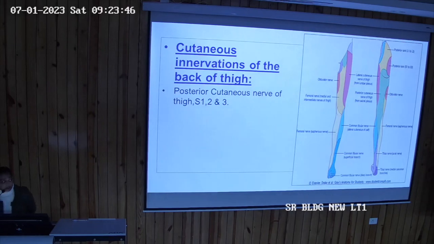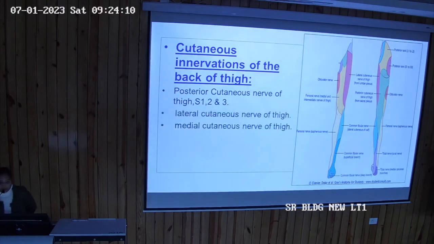Then a lateral part is supplied by the posterior branch of lateral cutaneous nerve of thigh, which is coming directly from the lumbar plexus. And on the medial side, the red color that you are seeing, this is the branch coming from the obturator nerve, and in the lower part, medial side, this is coming from the medial cutaneous nerve of thigh. So cutaneous supply on the back of thigh is derived from posterior cutaneous nerve of thigh, lateral cutaneous nerve of thigh, medial cutaneous nerve of thigh, and cutaneous branch coming from the obturator nerve.